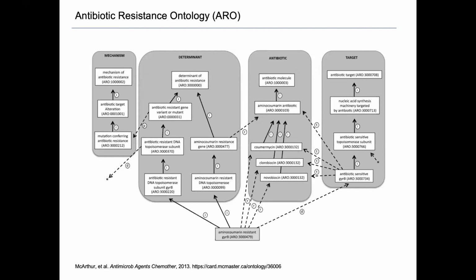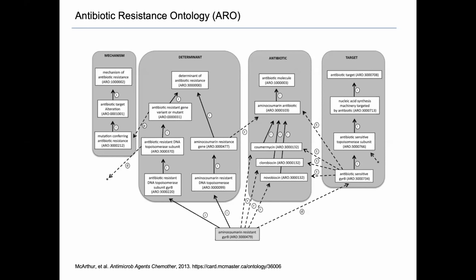This is a small example from the Antibiotic Resistance Ontology, and it is just showing how this gene, the aminocoumarin-resistant GyrB gene, is conferring resistance to novobiocin, chlorobiocin, and coumermycin here, and that it is also a type of aminocoumarin-resistant DNA topoisomerase. As you can see, this is a network of knowledge that if you were to click on this gene, you would be able to access all of the things that it is related to.